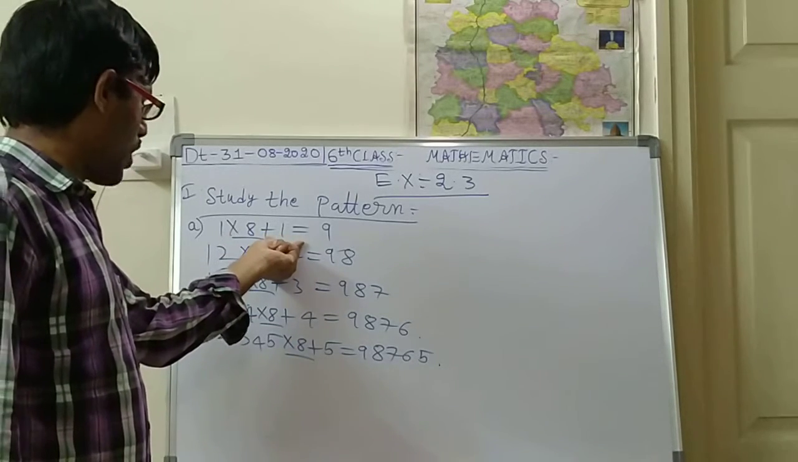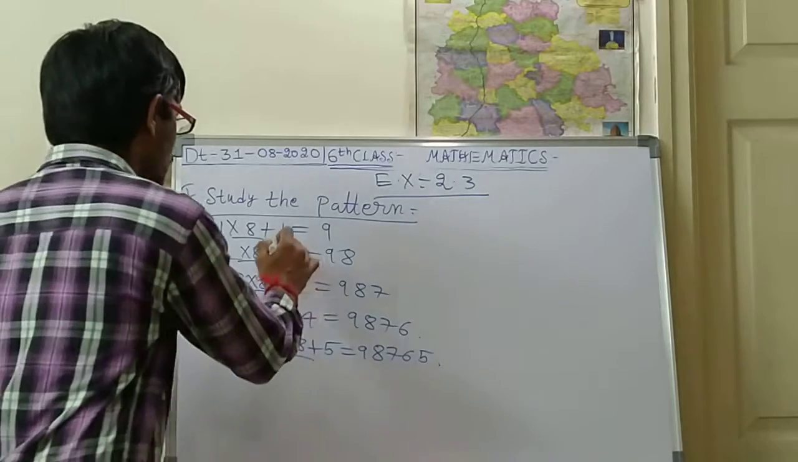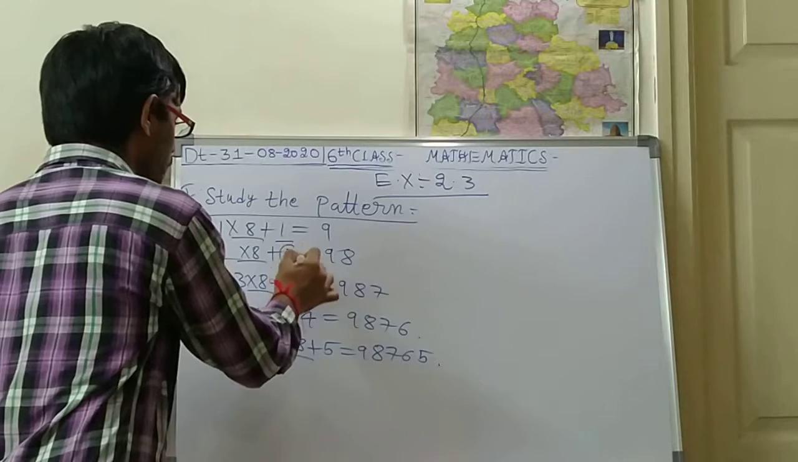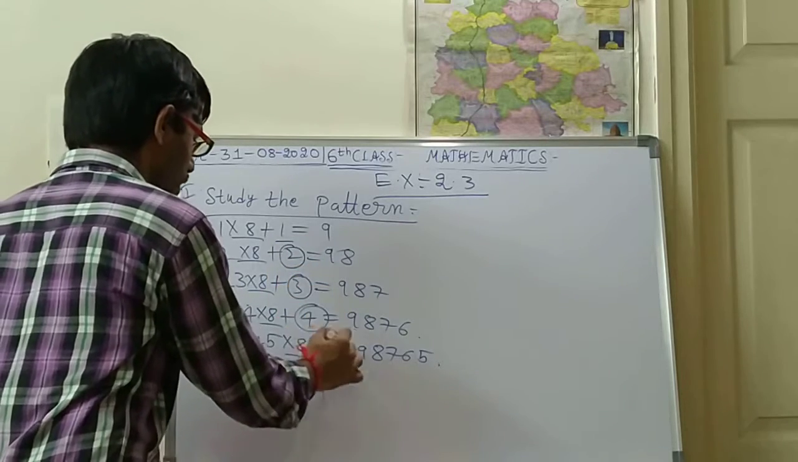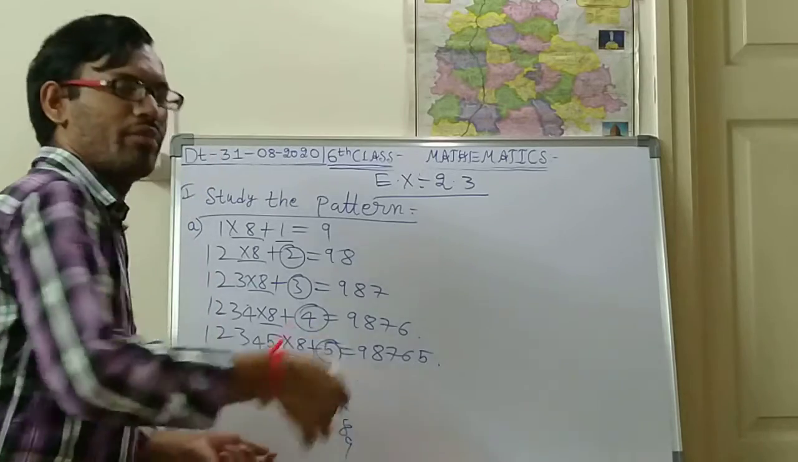Next, whatever we are adding, in the next step the number is increasing. So here 1 is there. In the next step, increase it to 2. Next 3, 4, 5. In the next 2 steps, what will it be? 6, 7, 8, 9 will be there.